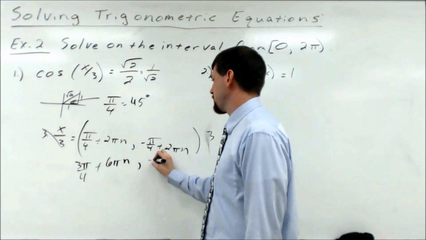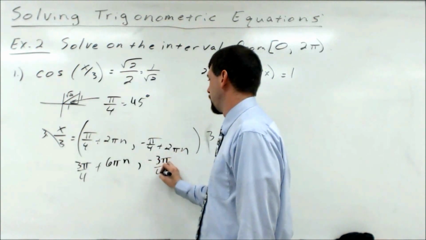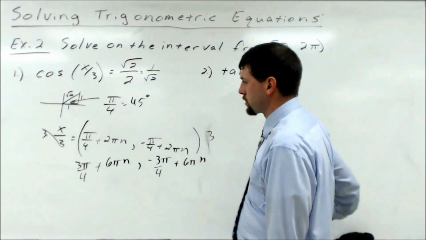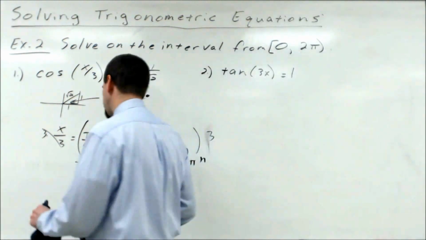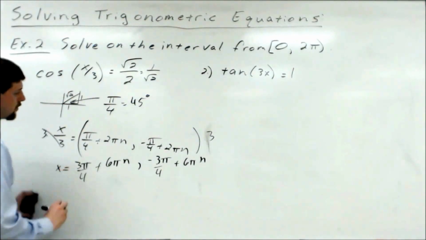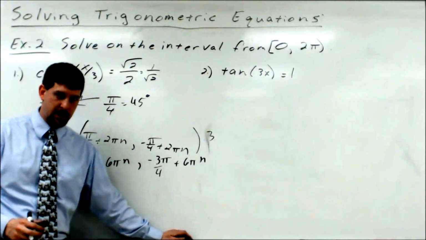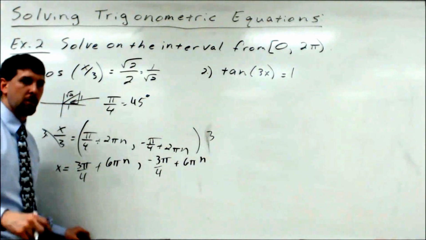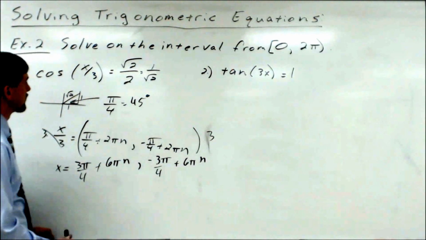Negative pi over 4 times 3 is negative 3 pi over 4. 3 times 2 pi n is 6 pi n. So this would be all solutions. X equals this. Well, I don't want all solutions like we did in the last set of examples. I want just the solutions from 0 to 2 pi. So what I do is I start plugging in numbers for n.